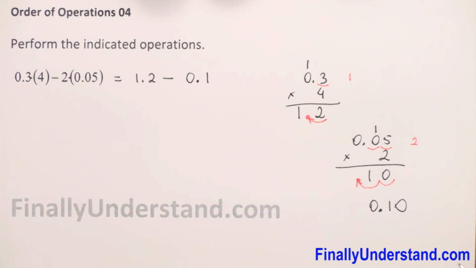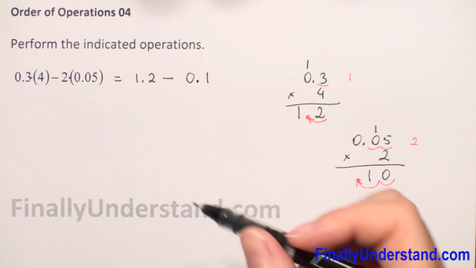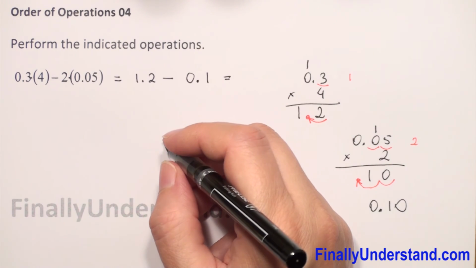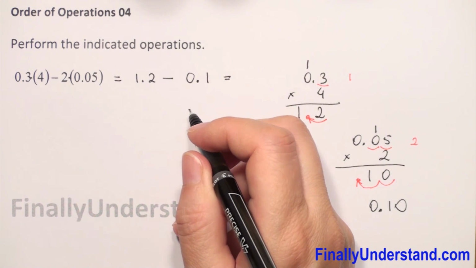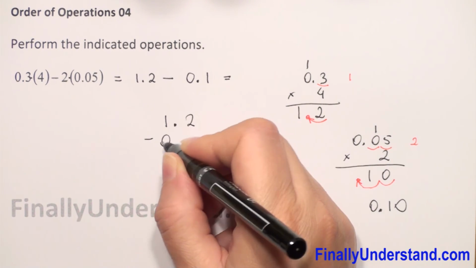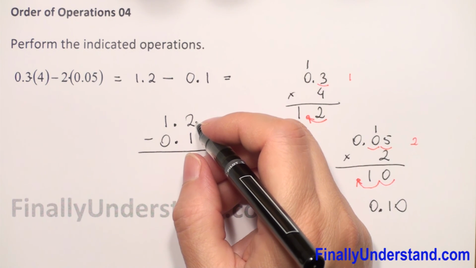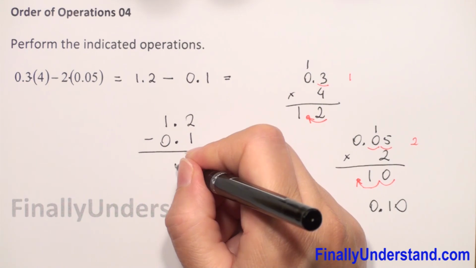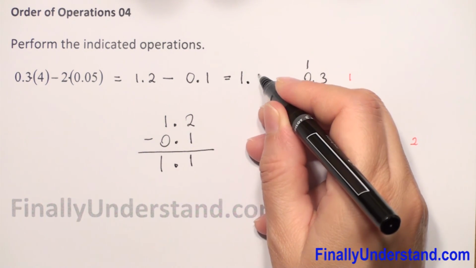And now we have to do subtraction. We have 1.2 minus 0.1. So we have to write these 2 decimal numbers aligning the decimal points. So it will be 1.2 minus 0.1. And we start from the last column and we subtract like whole numbers. 2 minus 1 is 1. The decimal point we copy. 1 minus 0 is 1. So the solution will be 1.1.